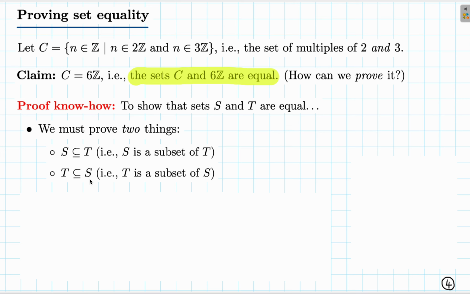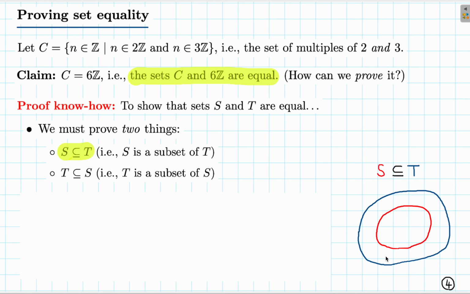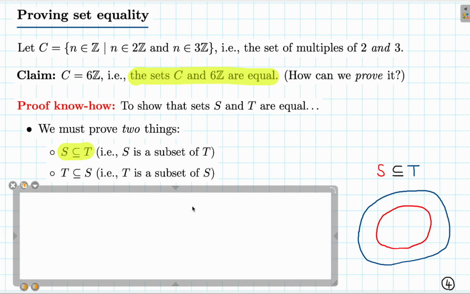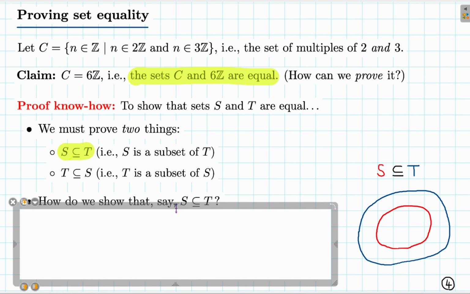This is the set analog, if you will, of that concept. And so let's say we want to show, for instance, that S is a subset of T. How do we go about that? Well, here's the visual. If we want to show that S is a subset of T, here's S, here's T. We want to show that S is contained entirely within set T. So what are the steps involved?